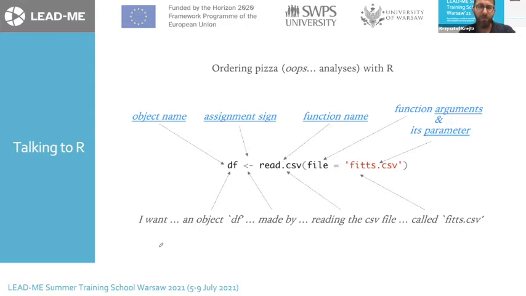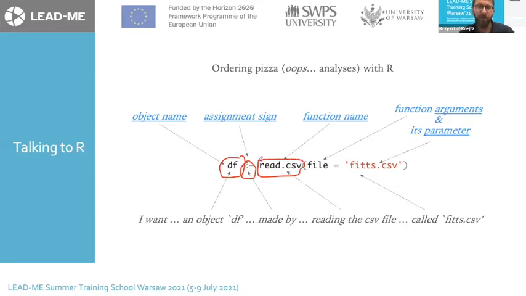Being more realistic with R, for example, if I want to open the data, so I want to load the data into R, let's say that I have the data in a CSV file on my computer. I will say create the df object, which is abbreviation from data frame, and then assignment sign, create it. What I want to do, read CSV file. I will use this function.